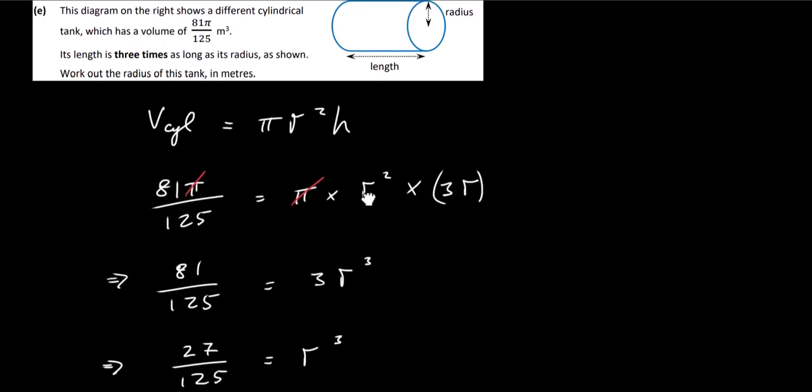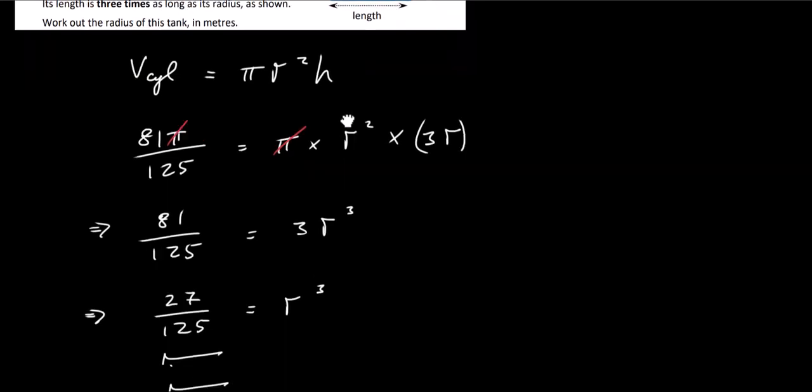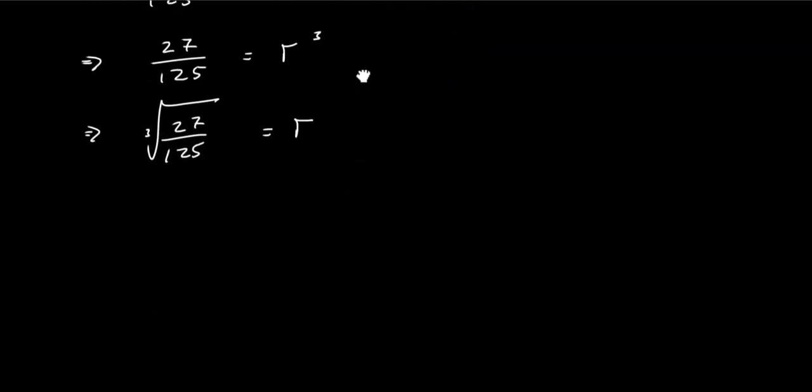So we're required to give our answer, let's see, work out the radius of this tank in meters. So we just have to work it out. So it will work out nice and neatly, I think. Now the way you cube root a fraction is you cube root the top and cube root the bottom.